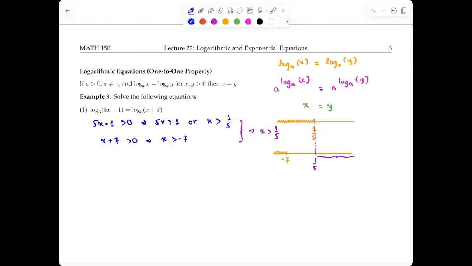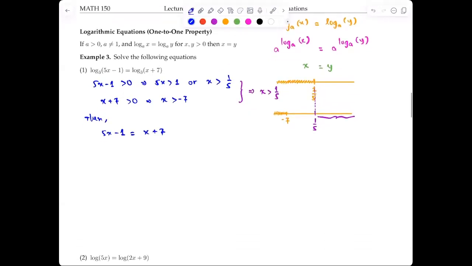After finding the domain, now you can solve the equation. The logs have the same base, so you just set the arguments equal: 5x minus 1 equal to x plus 7. Then you can solve for x from here. So 5x minus x equal to 1 plus 7, or 4x equal to 8, or x equal to 2.